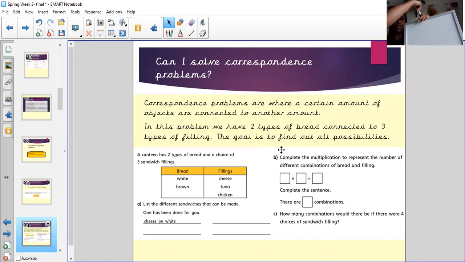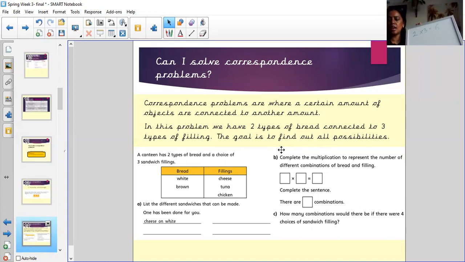That's right, we have 2 different types of bread. And how many fillings do we have? That's right, we have 3 different types of fillings. So the multiplication to represent the number of combinations of bread and filling is 2 breads times 3 fillings. So 2 times 3 equals 6. So we have 6 different combinations.